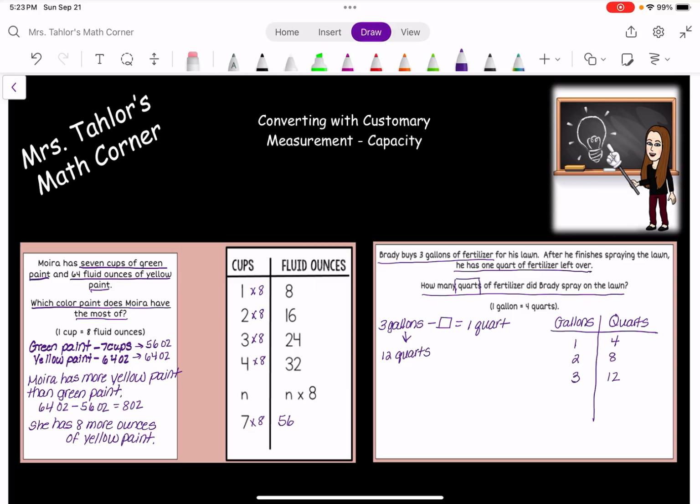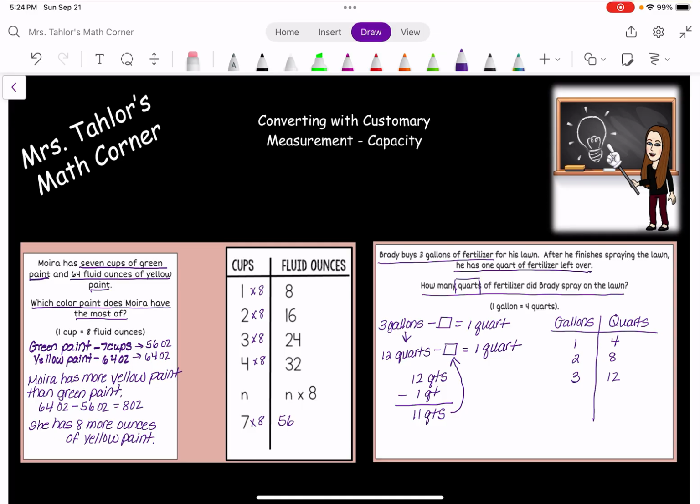So I can rewrite 12 quarts minus the amount that he used means that 1 quart was left over. And in order to solve the problem, I can say 12 quarts minus 1 quart equals 11 quarts. And to test it out, I can plug my 11 quarts into my problem, and sure enough, 12 quarts minus 11 quarts equals 1 quart.